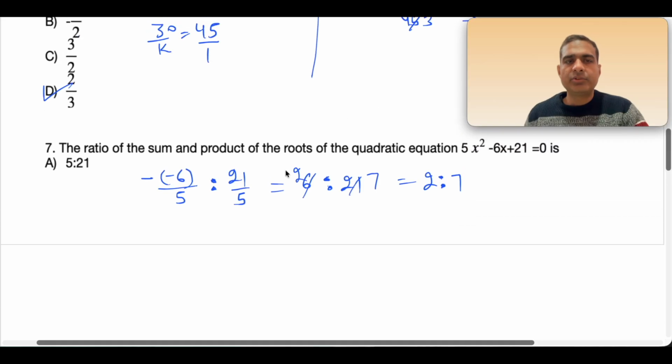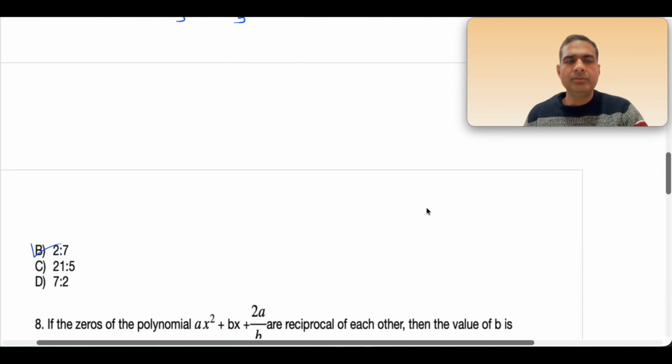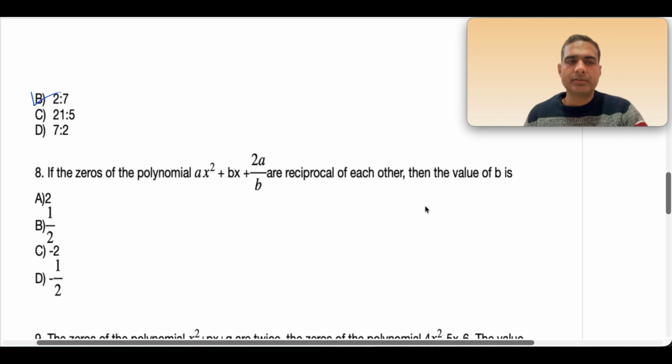This was a very easy question. We had to just find out the ratio of sum and product of the roots. So we found the sum, minus b by a, that is minus of minus 6 by 5, and product 21 by 5. We multiplied by 5. So it became 6 is to 21. We divided both the numbers by 3. So it became 2 is to 7. So option B will be our answer.